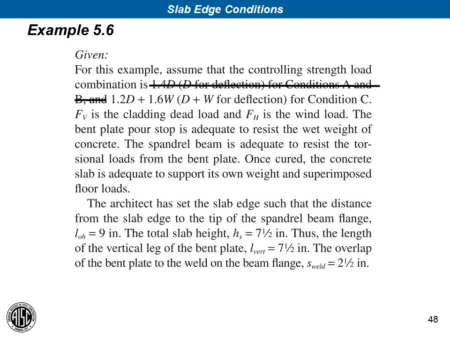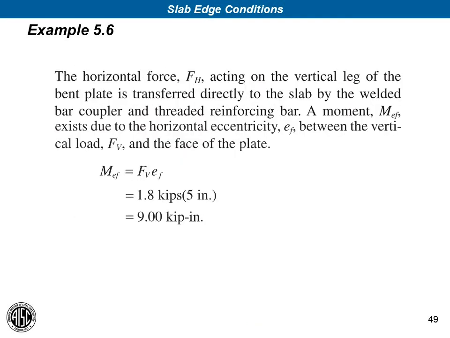So here's another statement of the problem taken directly from the design guide. So let's move through some of the calculations here. Because the horizontal force acts through the vertical leg, that load is going to get transferred directly to the slab by the welded bar coupler that's on the vertical leg of the bent plate.